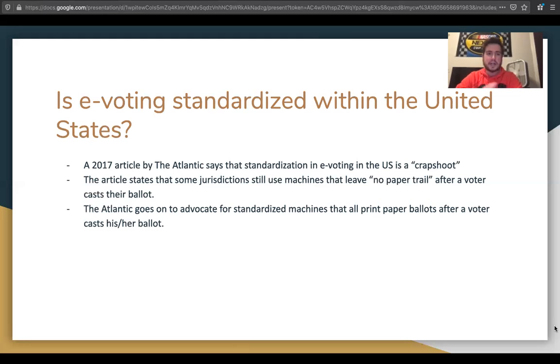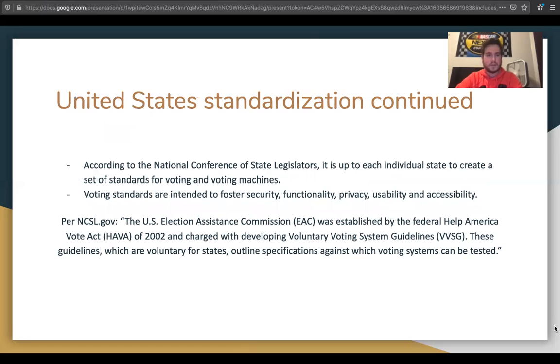So that is what the Atlantic is arguing for there, is that if we're going to get standardization within the United States, you got to have machines that have a second layer of security. So just to make sure that people vote for the right candidates that they intended to vote for.